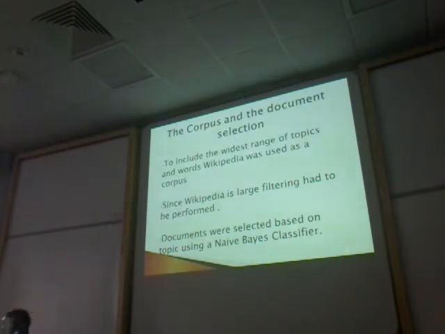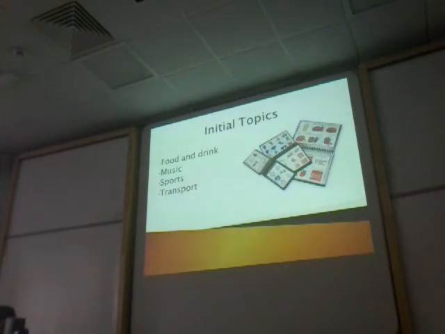And I started using a naive Bayes classifier. What a naive Bayes classifier is, it's a fancy way of saying you teach the computer to understand what the document is talking about. Okay. So I trained my PC to recognise when the documents were about these 4 topics.